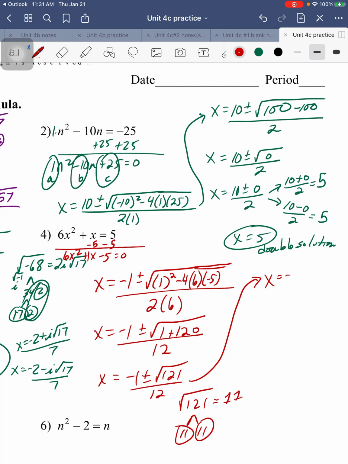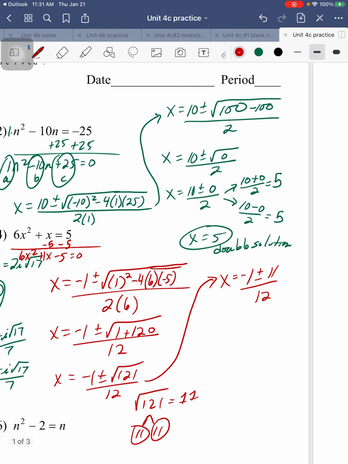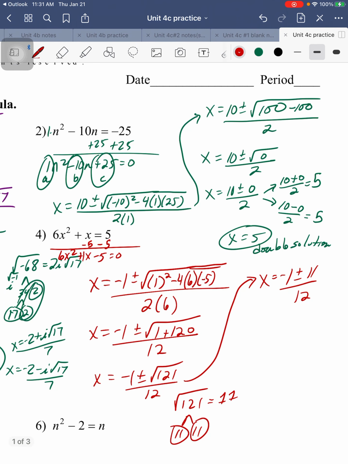So let's plug that in. Negative 1 plus or minus 11 divided by 12. Well, no more square roots, so we can actually break this into two problems. So x is going to equal negative 1 plus 11 divided by 12, which is 10 divided by 12, which we can reduce down to 5 sixths, dividing numerator and denominator by 2.